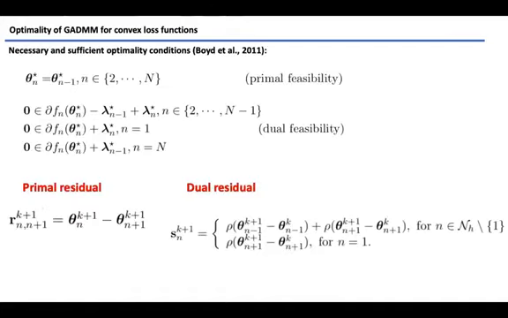Now I describe the convergence and the optimality conditions of GADMM for convex loss functions. I'm not going to go into the details, but I will highlight the main steps. The necessary and sufficient optimality conditions are the primal feasibility and the dual feasibility. The primal feasibility states that at the convergence and the optimal point, the models of all workers are equal. The dual feasibility states that theta star and lambda star are the optimal solution of the Lagrangian function.